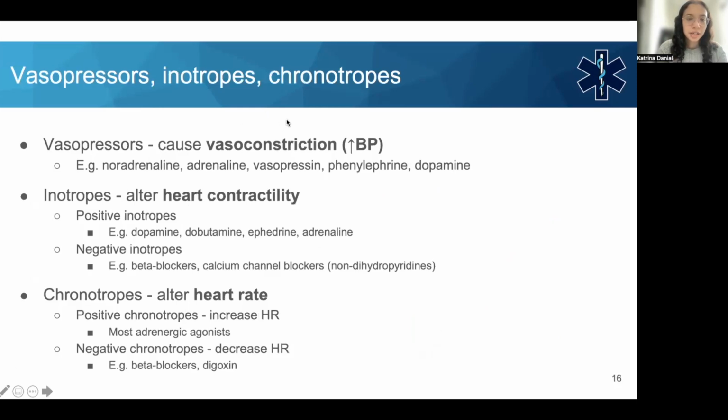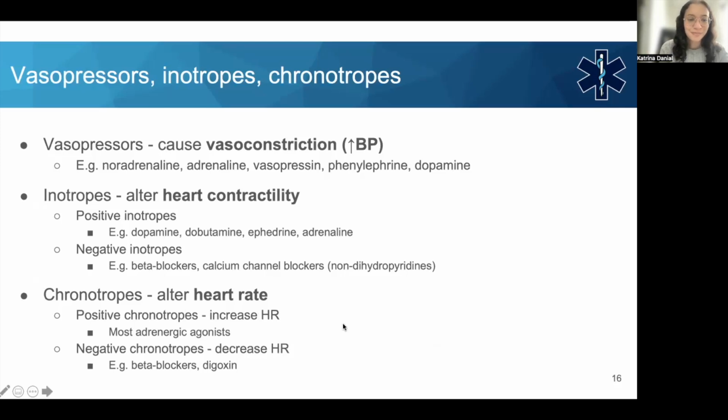Okay. And here are all the different medications that we can use to raise blood pressure, so vasopressors, and all the medications that can also affect the heart's contractility if it's not pumping strong enough or changing the heart rate. But I won't go through them, just know that they exist, and feel free to read this slide if you're interested.